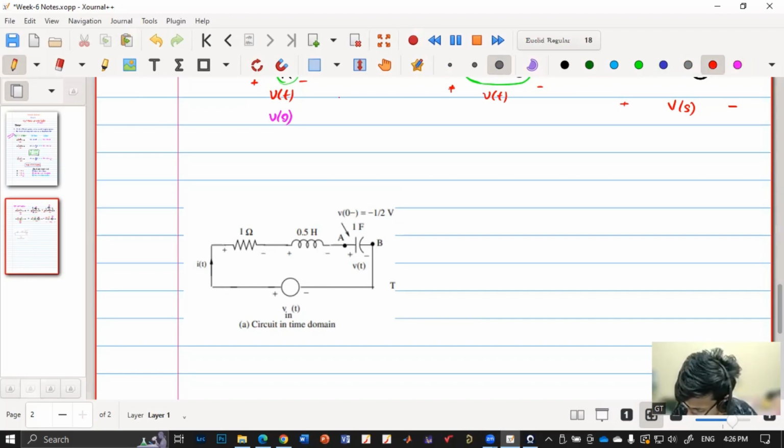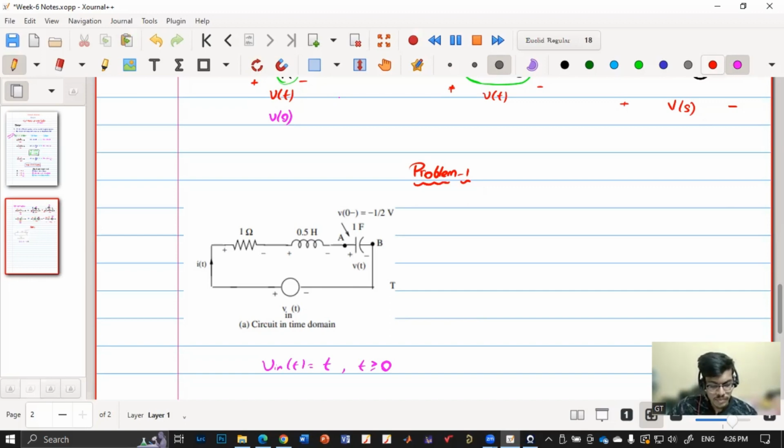So they have given a capacitor with initial condition; the inductor is not having any initial condition. And they have also given V in of t is equal to t for t greater than or equal to 0. So initially the inductor current is 0, and initially the capacitor voltage is minus half.